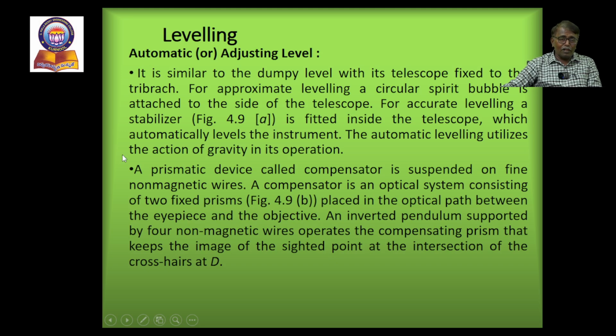Please see that one. The prismatic device called a compensator is suspended on fine non-magnetic wires. A compensator is an optical system consisting of two fixed prisms placed in the optical path between the eyepiece and the objective. An inverted pendulum supported by four non-magnetic wires operates the compensating prism that keeps the image of the sighted point at the intersection of the crosshairs at D.